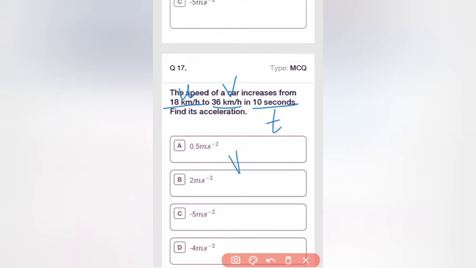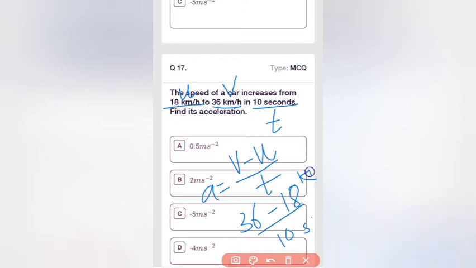It is better to convert this kilometer per hour to meter per second. So final velocity minus initial velocity divided by t will give you acceleration. So here, what is the final velocity? 36. Initial velocity is 18. 36 minus 18, it's going to be 18, right? 18 by 10 seconds. Okay, so let this be in kilometer per hour. We need to convert this kilometer per hour to meter per second.